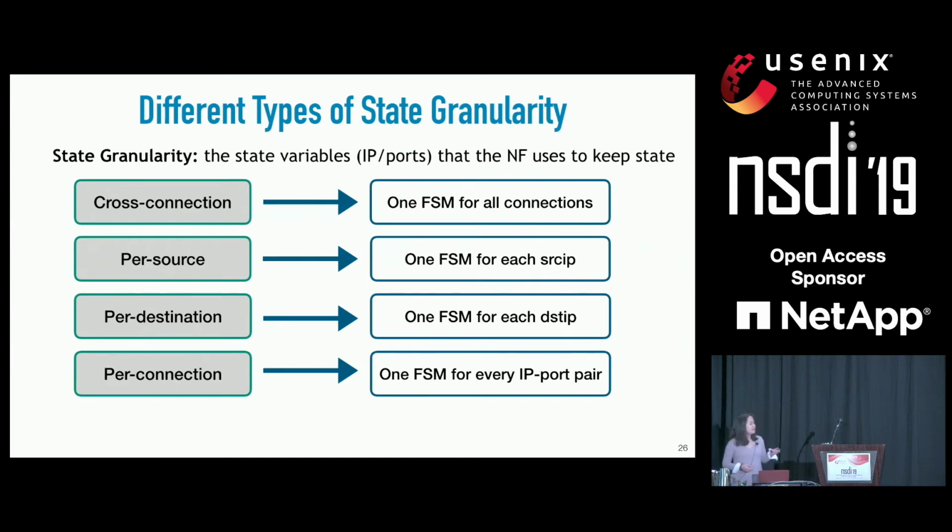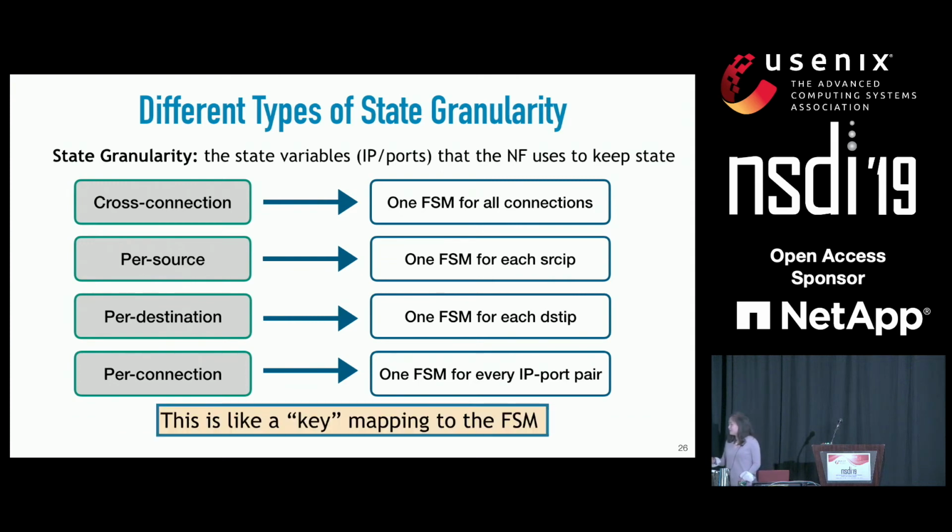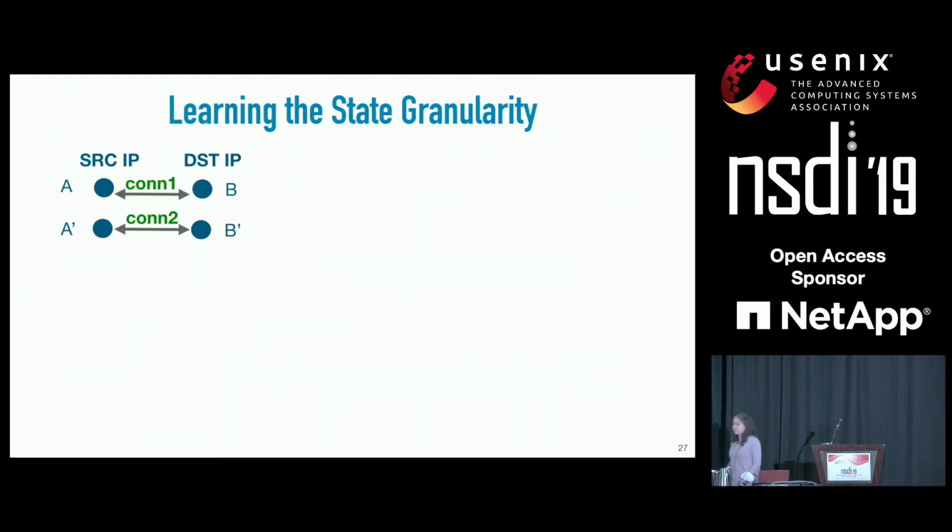So when I say an NF keeps cross-connection state, effectively, all connections share the same FSM. A per-source-state NF means that for each source IP, there is an FSM. And similar logic applies for per-destination as well as per-connection state. So effectively, you can view this state granularity as a key mapping to the corresponding model in an ensemble representation. So how do we infer the state granularity?